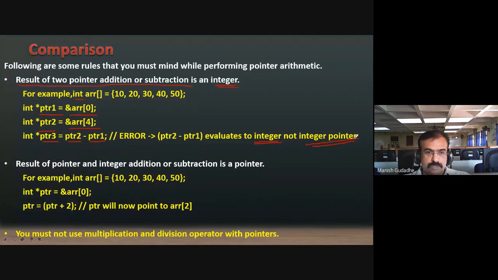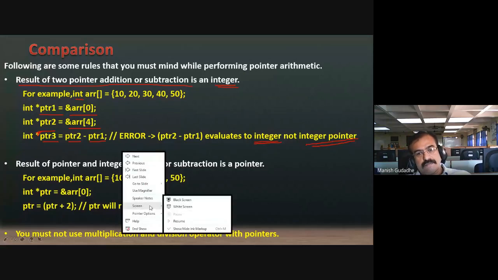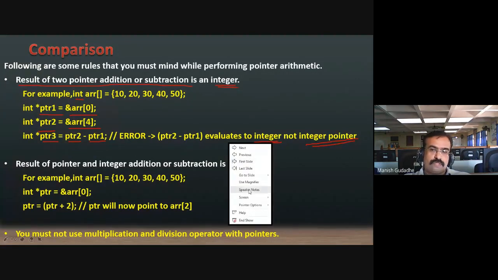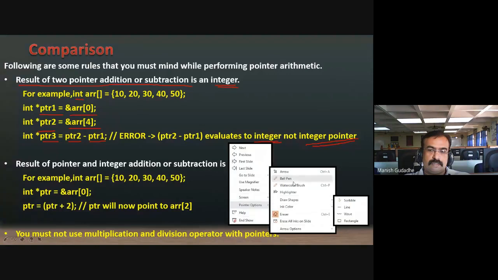I can remove this asterisk and the statement will be correct. But if I maintain that asterisk, the statement won't be correct, because that's a pointer variable. It is not an ordinary variable, so that has to be there. This is the first rule which we need to keep in mind when talking about pointer arithmetic.